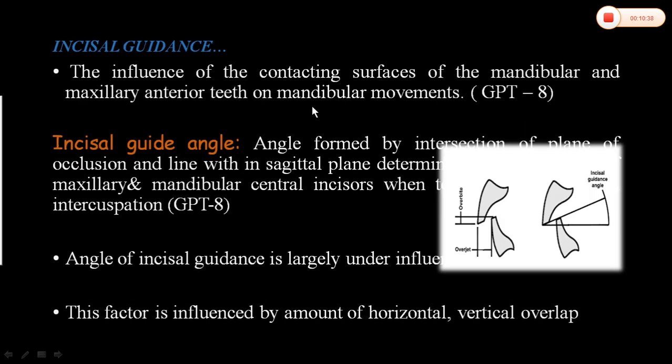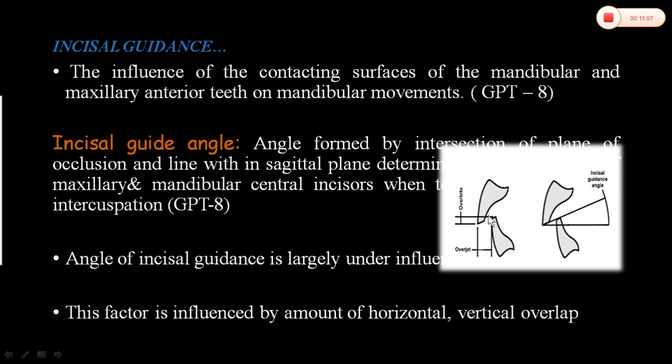It is the influence of the contacting surfaces of mandibular and maxillary anterior teeth on mandibular movements. We have seen that during protrusion, mandibular incisal edges will contact the lingual or palatal slopes of maxillary anterior teeth. So this contact will influence the mandibular movements.